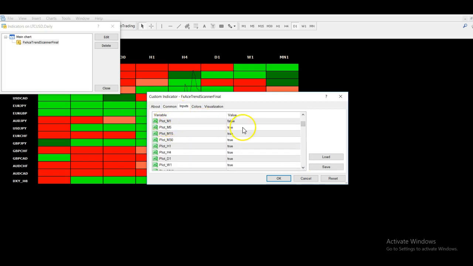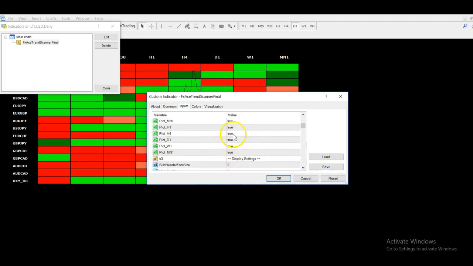You can turn off time frames that you don't want on the chart. If you're swing trading, maybe only look at the higher time frames and turn off all the smaller time frames. Day trading, maybe just have the smaller time frames on. Scalping, just have the smaller time frames.